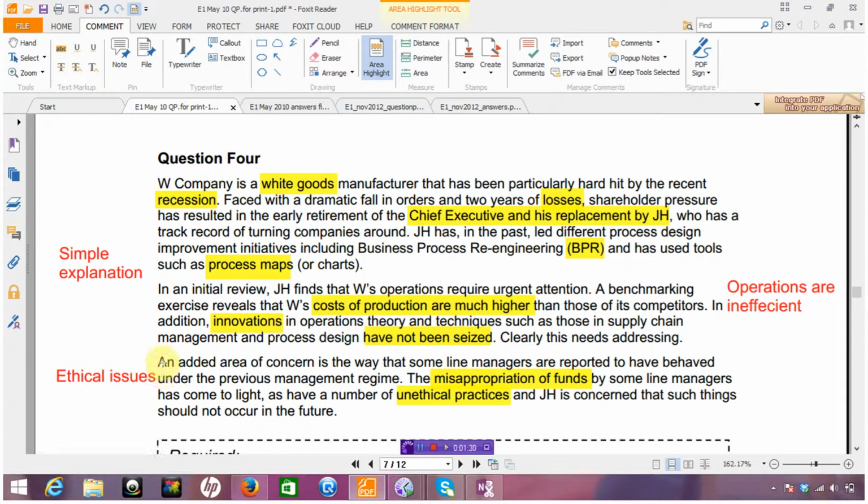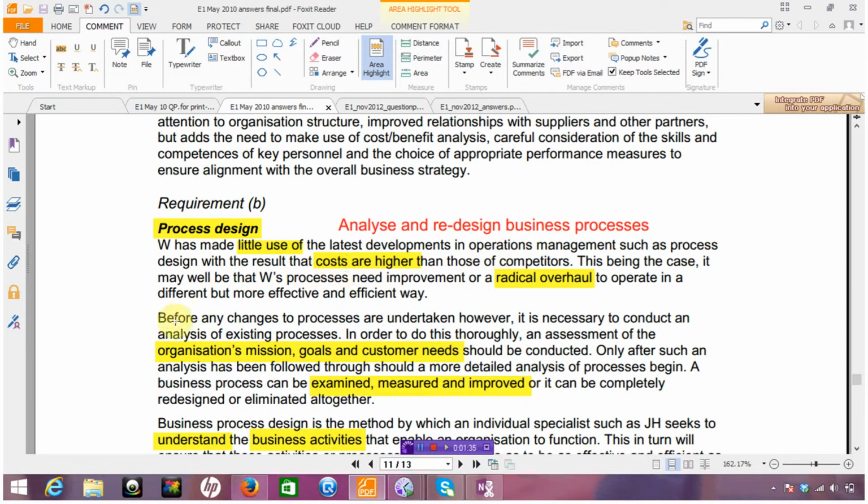Okay, so that's the basic idea, and you'll see when we look at the answer that what they do in requirement B is give us a definition of each of those areas and then outline, as per the requirement, exactly what they would do. There's some element of overlap between each of the answers here. So with this idea of process design, you'll see that they make reference to the scenario in the sense that it's clear that the processes they have in place at the moment are inefficient, their costs are higher, and they need some sort of radical overhaul, and that was hinted at in the scenario.